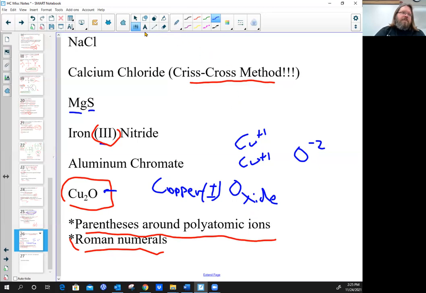Now, this would be the formula for copper 2 oxide, CuO, copper 2 oxide. The oxide has a -2 charge. If there's only one copper atom in combination with it, that means it must be copper 2 with its +2 charge. Okay. So again, these are just a bunch of examples to kind of help set you guys up for working on the worksheet. Okay.